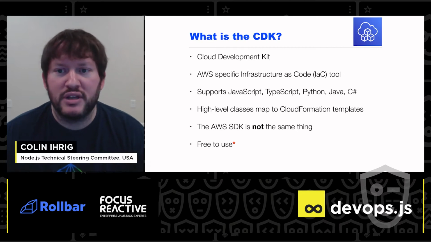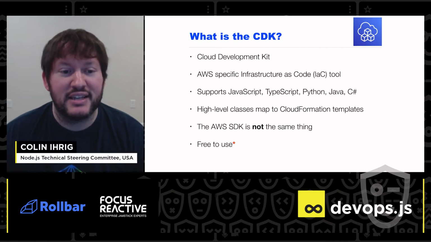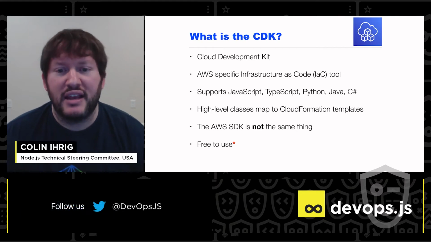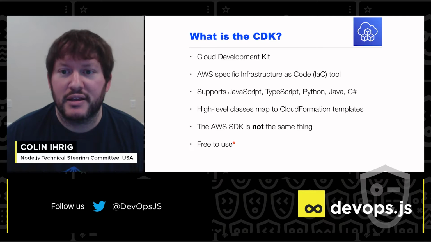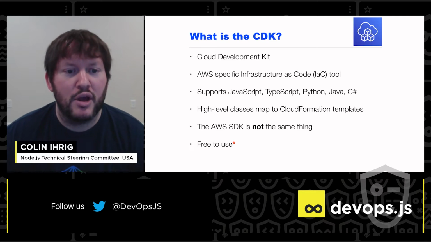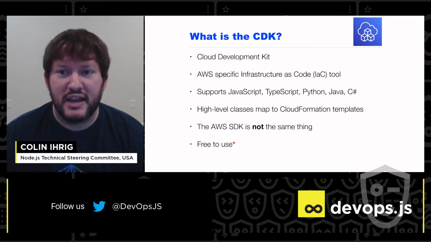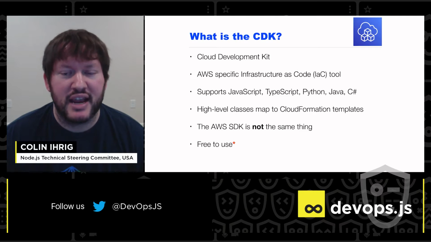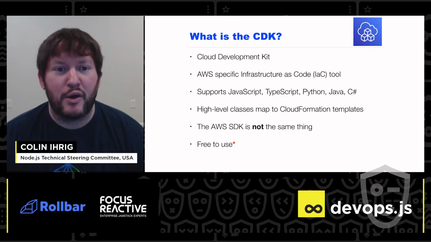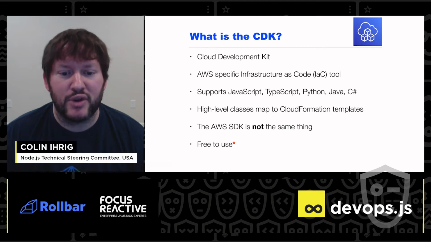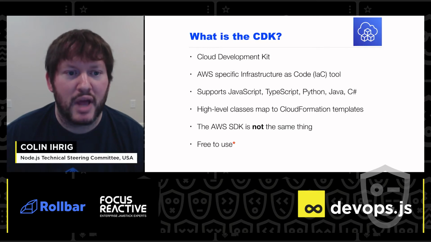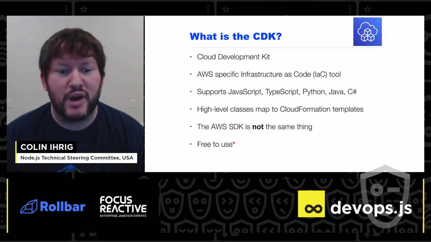If you've used the AWS SDK in the past, the CDK is not the same thing. The AWS SDK is used for making simple API calls, whereas the CDK is actually able to maintain state about your application, allowing you to update it and redeploy it without having to go through the same checks that you would if you were just making direct API calls.